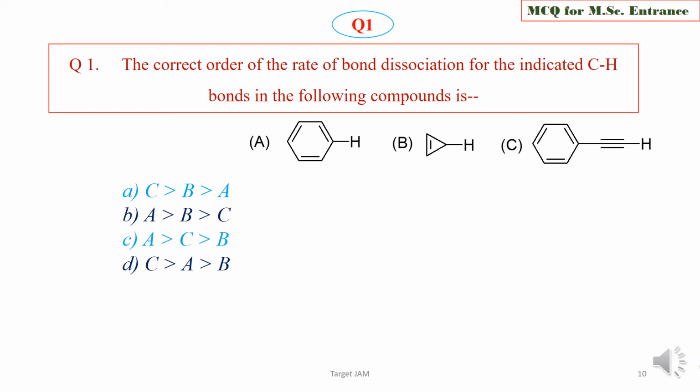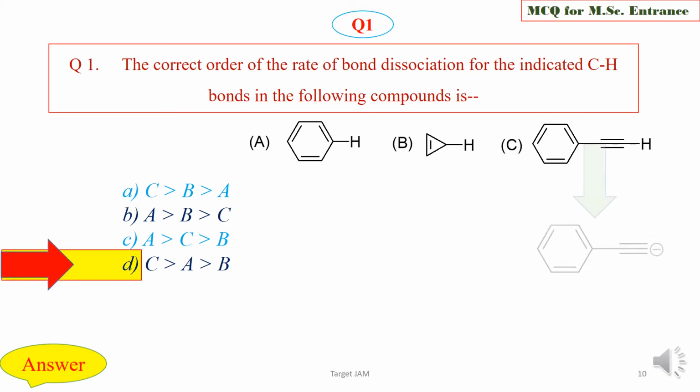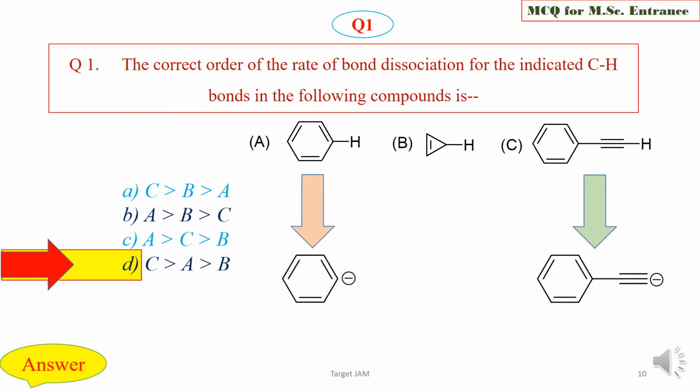Choose the correct order of bond dissociation among these three compounds, and we are now going to check the answer key. The right option is option D, that is C greater than A greater than B. In compound C, when it generates the anion, it is an alkyne anion and a little bit stabilized because the carbon is sp hybridized, and this is the phenoxide anion, much less stable.